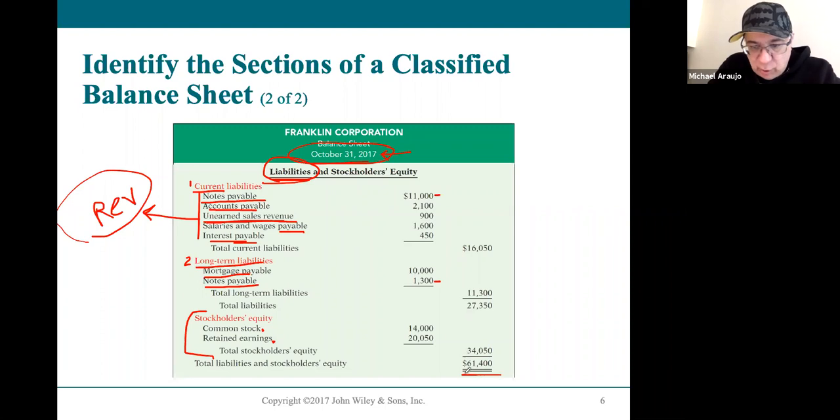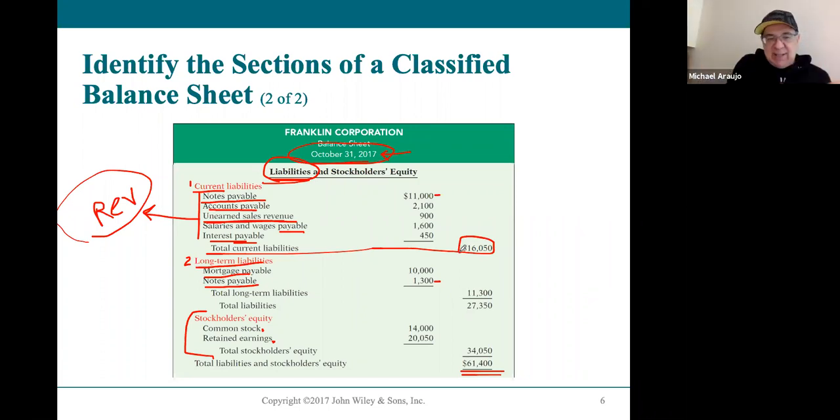Okay. Again, when we total liabilities and stockholders' equity, it's going to equal the total assets. I also need you to notice too, as I didn't point this out earlier, we always total current assets on the asset side. We always total current liabilities on the liability side. So that's important as well.